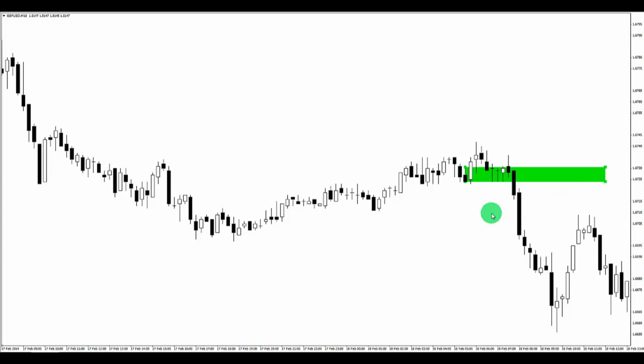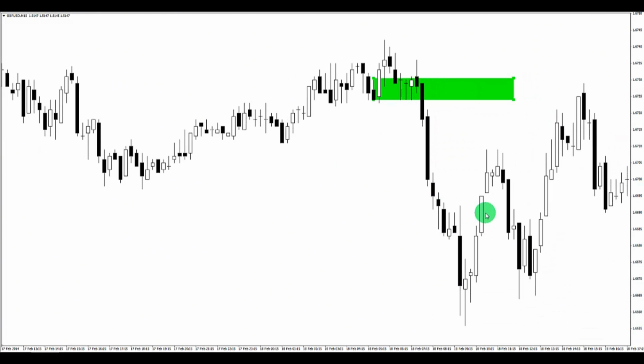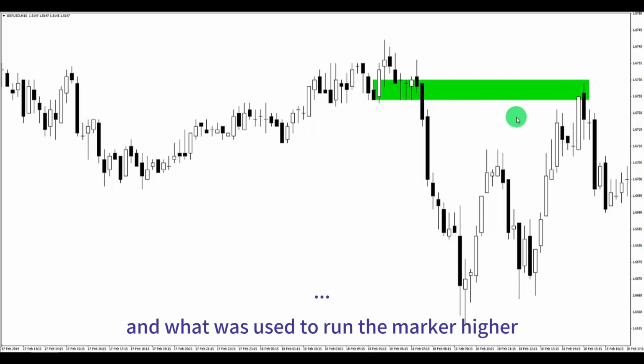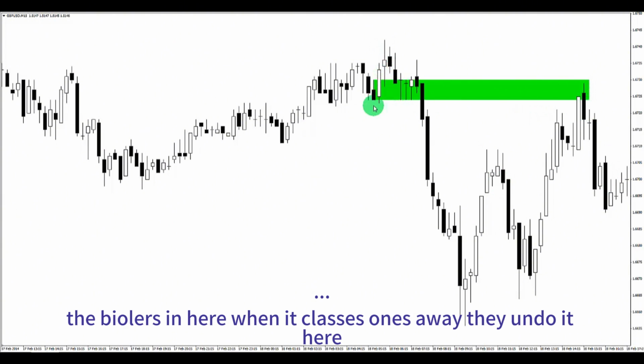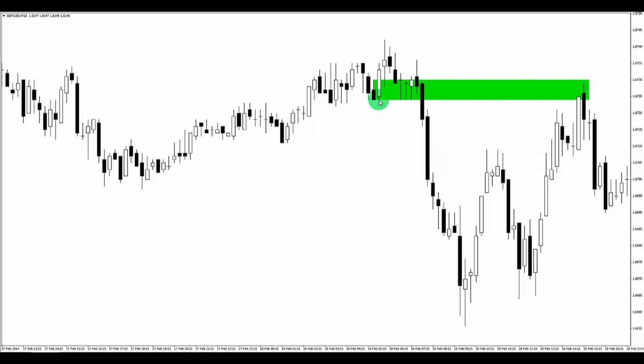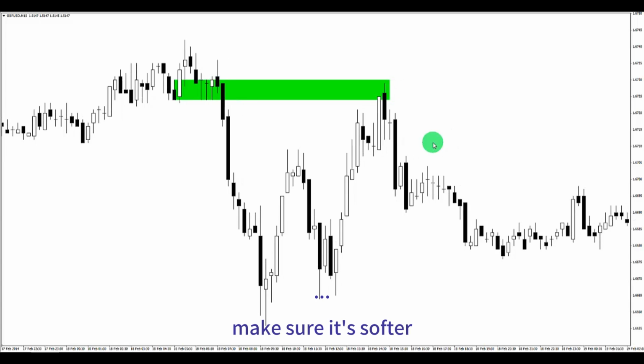Price trades right to the breaker. And what was used to run the market higher, the buy orders in here, when it collapses and runs away, they undo it here. Price trades softer.